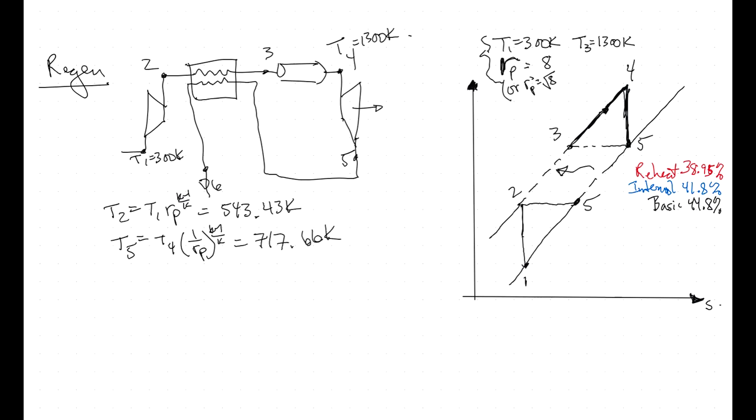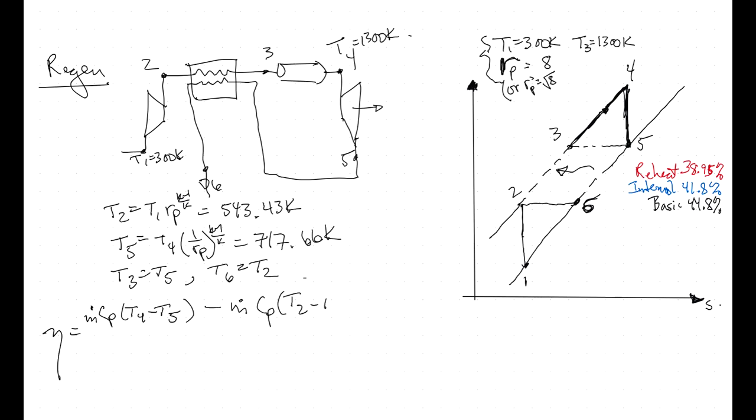But then because the regenerator is a perfect regenerator, whoops, this is state 6 over here, then I know that T3 is equal to T5 and T6 is equal to T2. So I'm doing a perfect regenerator. Okay, so the efficiency now is the power out of the turbine, m dot Cp (T4 minus T5), minus the power into the compressor, m dot Cp (T2 minus T1), divided by the amount of heat in, m dot Cp (T4 minus T3). So not T4 minus T2, because this portion here is heat that's coming from inside the system. It's only 3 to 4 that I'm actually adding heat from the outside.